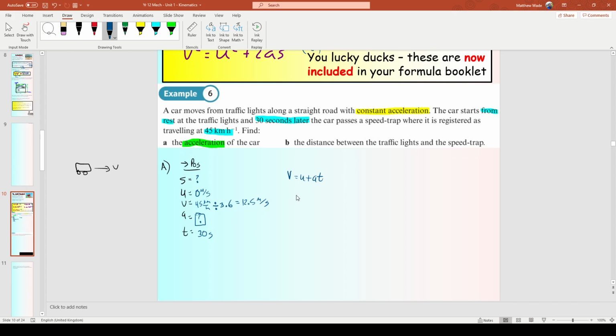Cool. Now, what you're going to do is called inline substitution. You're going to put them all in place. We're not going to change the subject first. We're just going to put everything in place. So v is 12.5.